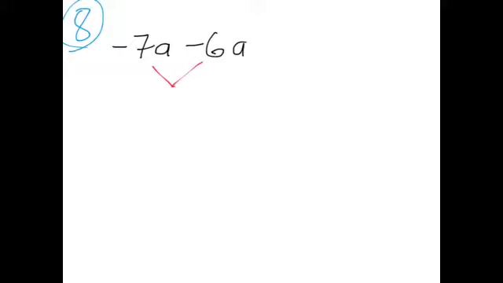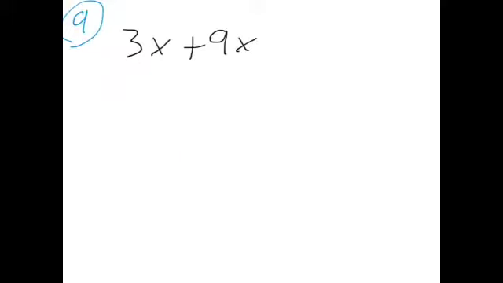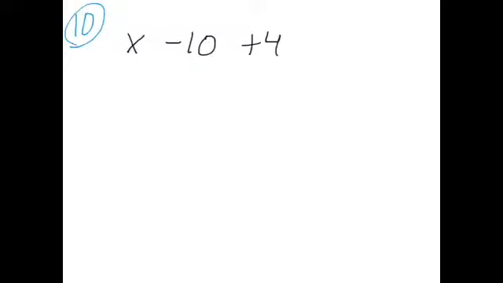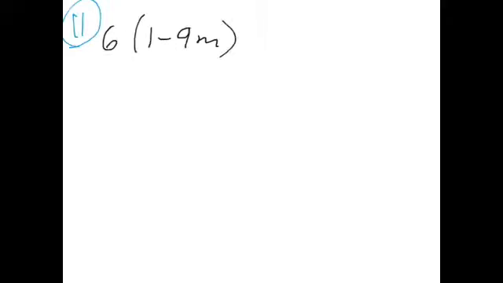On 8, these are just two terms with an a, and you just combine them to get negative 13a. On 9, it's just 3x and 9x. Add them up to get 12x. On 10, the x has nothing to combine with, so it's just going to stay. The negative 10 and plus 4 are going to combine to give you negative 6. And that one's it.